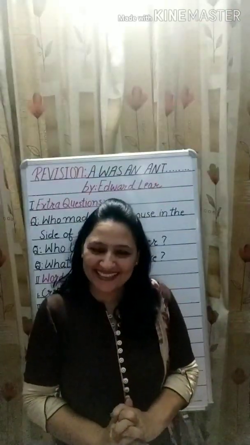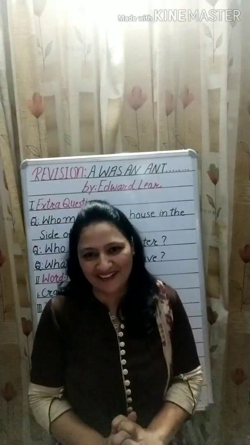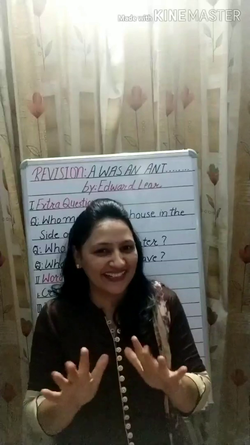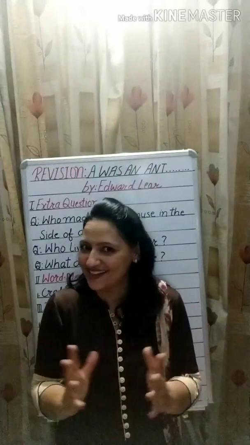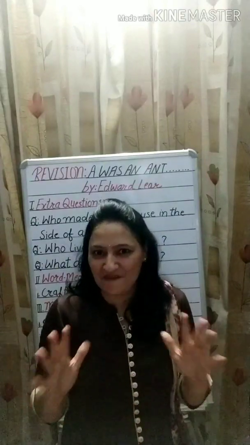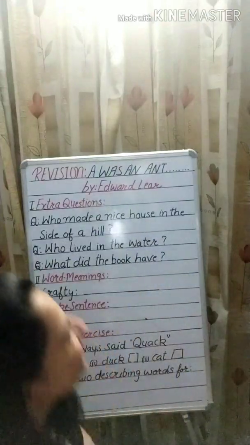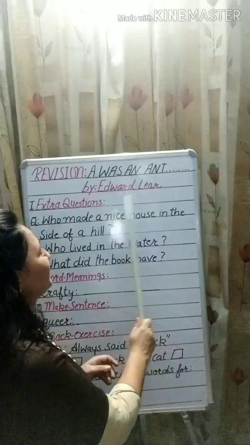So my dear students, we all love to have fun in our life. I want to ask one question. Do you like to do funny things in your life? Yes, of course. Answer is yes. So now let us revise the funny poem from your English literature book. And that is, yes, A was an ant, written by Edward Lear.